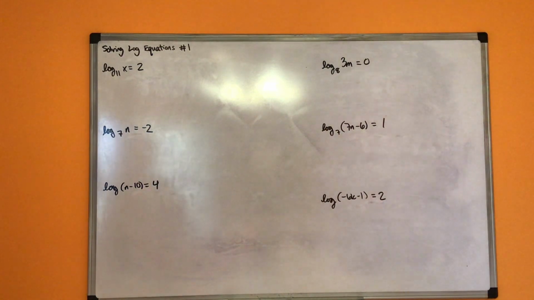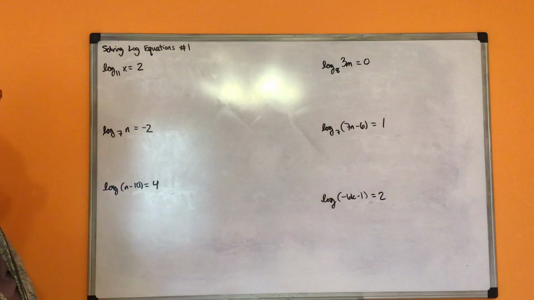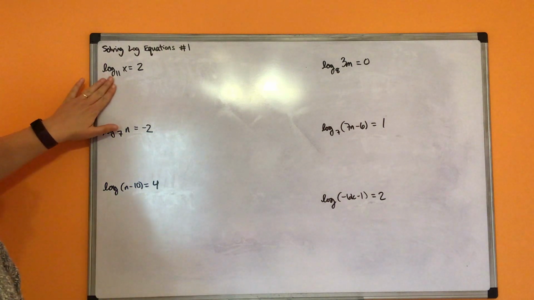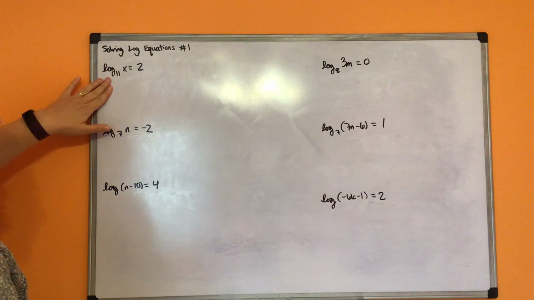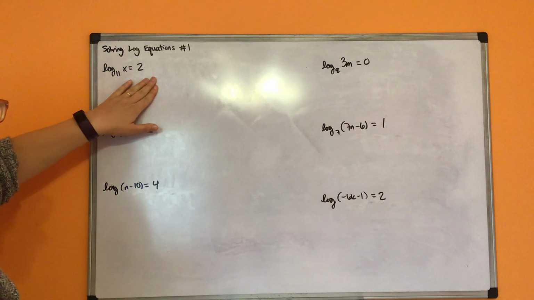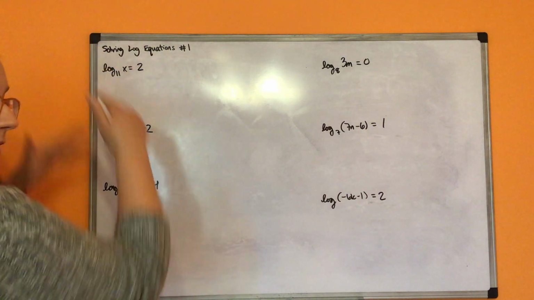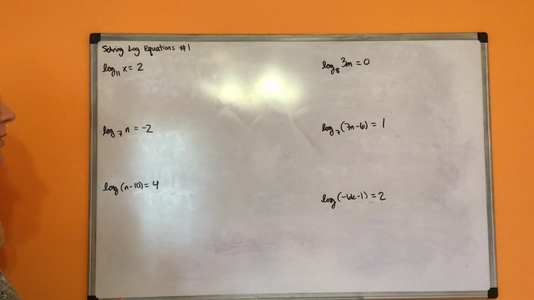Today we're going to look at solving log equations that are a little different than what we saw in the last video. In the last lesson we had, for instance here, log base 11 on this side and also log base 11 on the other side of the equation. As you'll notice here, we only have log on one side of the equation. So I can't start by canceling out logs on both sides because I don't have logs on both sides.